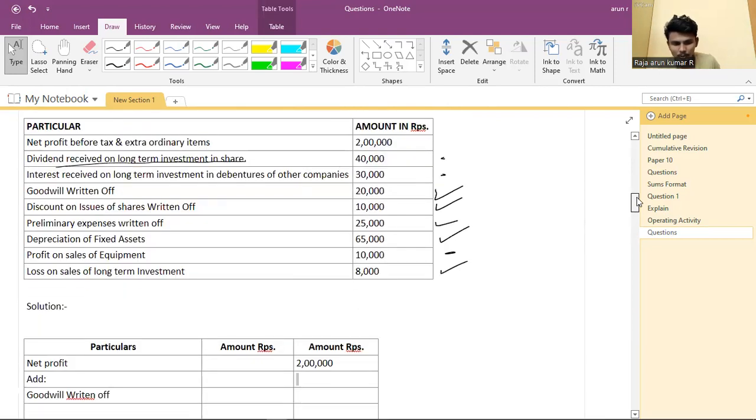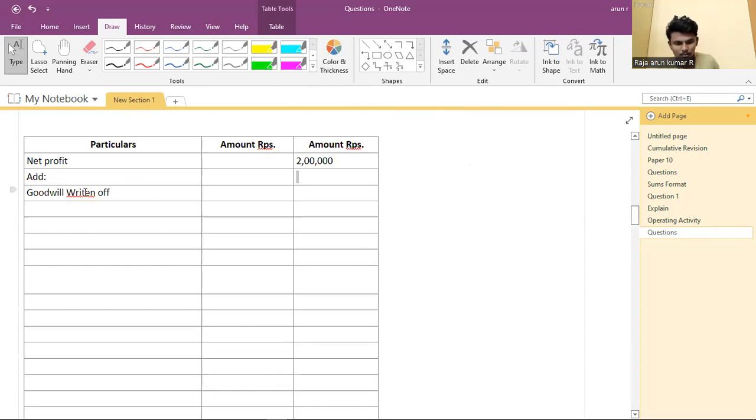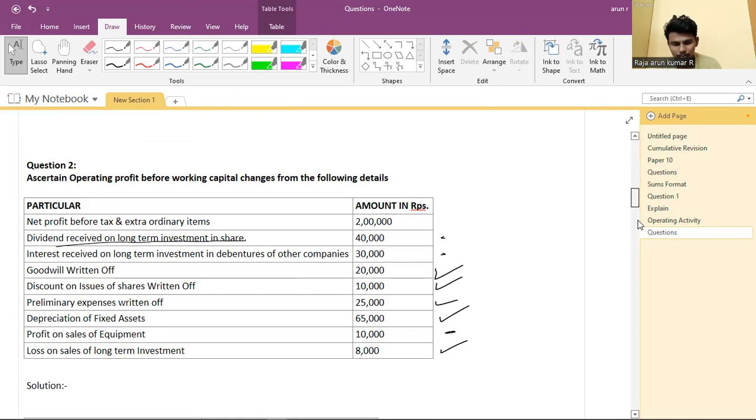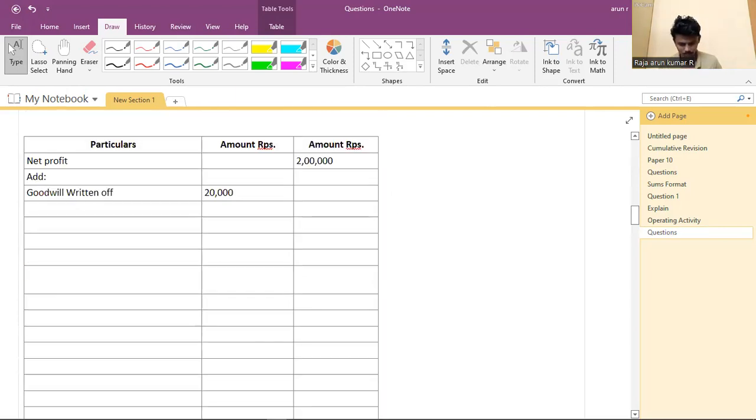Amount what? 20,000. Then discount on issue of shares written off. That is amount what?